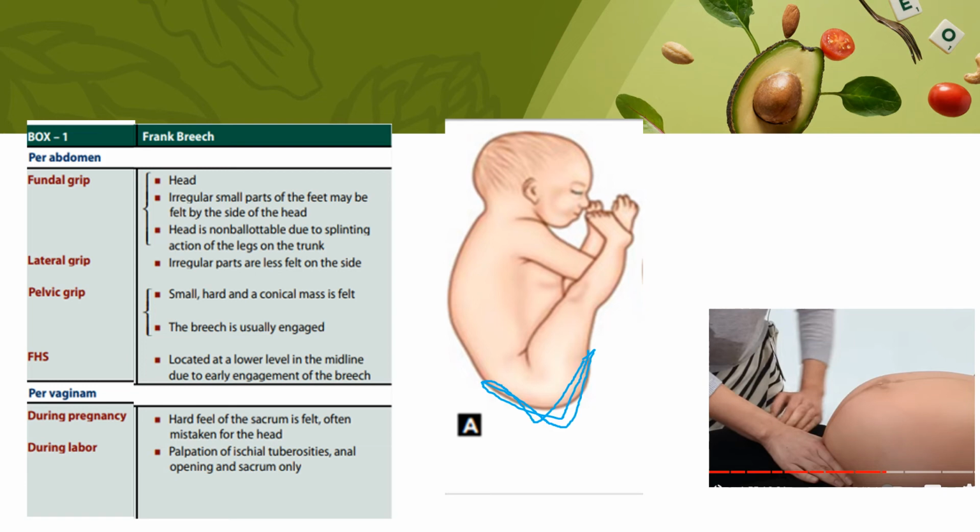A small, hard and conical mass is felt. The breech is usually engaged. This type of frank breech is usually engaged during the pregnancy period itself. Then the FHS will be located at a lower level in the midline due to early engagement of the breech.